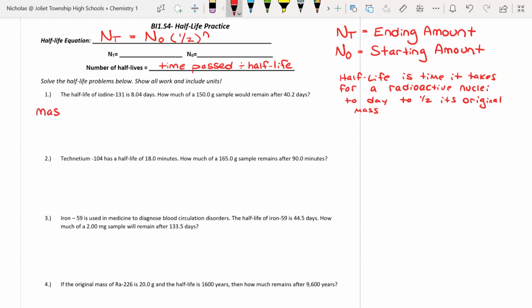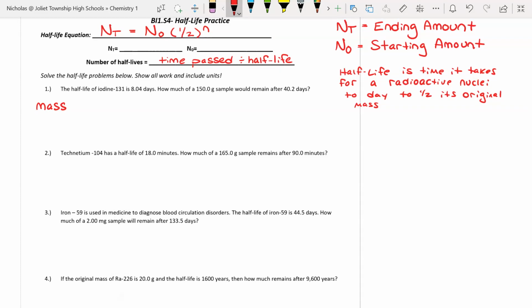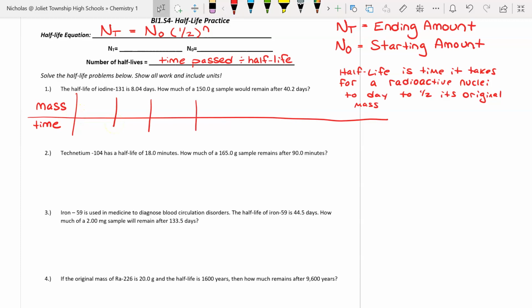So I'm going to make a table with the mass and then the time. And I'm going to need some room here. All right, and I'm going to make some columns. Okay, now on the bottom, we're going to write in the half-life, sort of. Our time's always going to start with 0, and then we're going to add a half-life every column. Each column represents a time interval. So the half-life is 8.04.